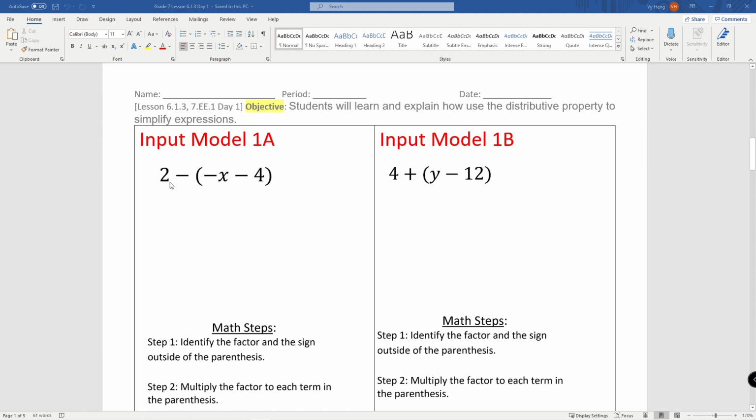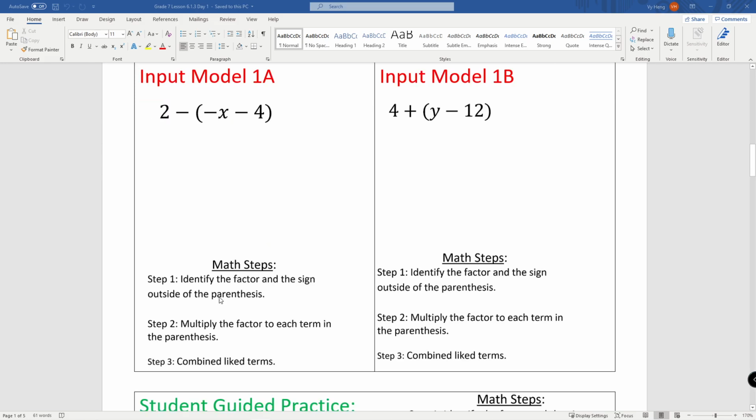First of all, we have 2 minus parentheses negative x and negative 4. Okay, so these are terms, right? The negative x here is a term. This is a term, right? We can call this a term if you want to as well, okay?